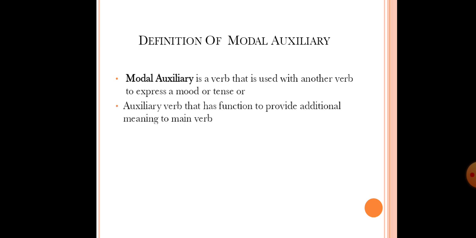Modal auxiliary is a verb that is used with another verb to express mood or tense. Or modal auxiliary is an auxiliary verb that has a function to provide additional meaning to the main verb. Examples: she can speak English. You must study hard. So can and must, these are modals.